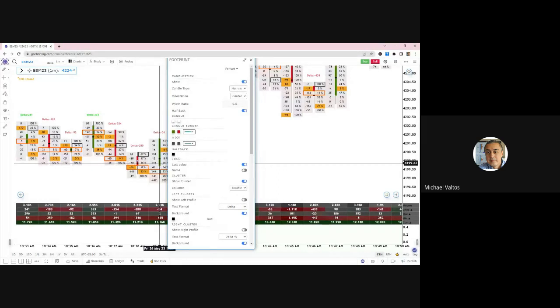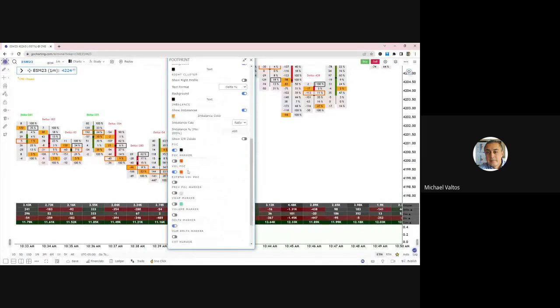The difference between aggressive buyers and aggressive sellers. Now, another thing that I've been using in my trading for a long time is point of controls. Point of control is the price level in the bar with the most volume, and oftentimes it acts as support or resistance, at least for the next bar.